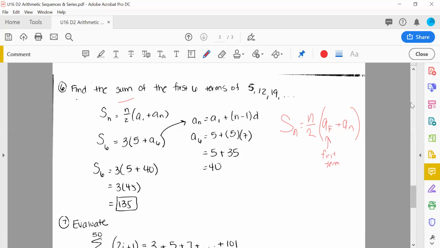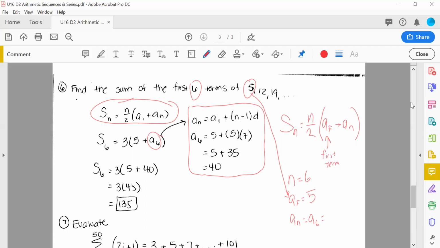So we need 3 variables here. We need to know n. We need to know the first term in the sequence. And we need to know the nth term. It's the first 6 terms of the sequence, so n equals 6, done. We know the first term. It's 5. That's right here. But what we don't know is the 6th term. So before you can plug into this formula, you need to find a certain piece. And this is where a little side work comes in. It's like a little side work right here. And the 6th term is 40.